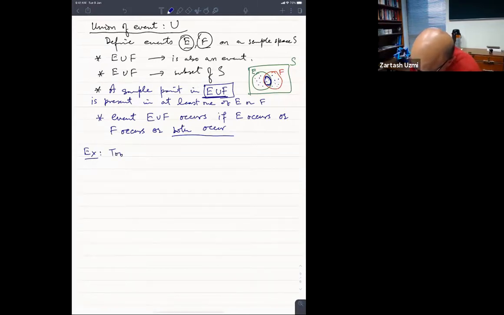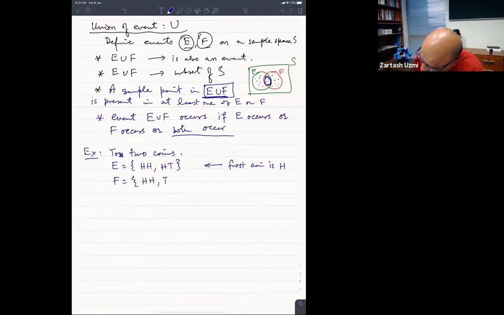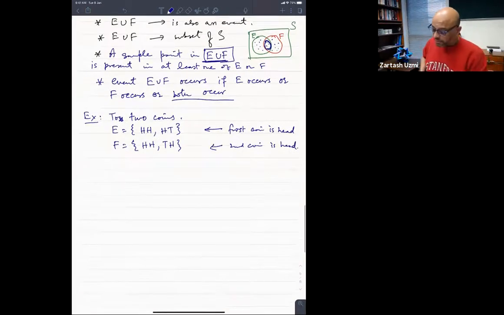Toss two coins, दो कॉइन्स टॉस करते हैं. ठीक है, सो डिफाइन कर देते हैं इवेंट E is HH and HT. ठीक है, ये क्या इवेंट है? दैट फर्स्ट कॉइन इज हेड. ठीक है, F भी एक डिफाइन कर देते हैं कि HH and TH. F is an event that second coin is head. ठीक है, सो ये दो हमने इवेंट्स डिफाइन कर दिए हैं.